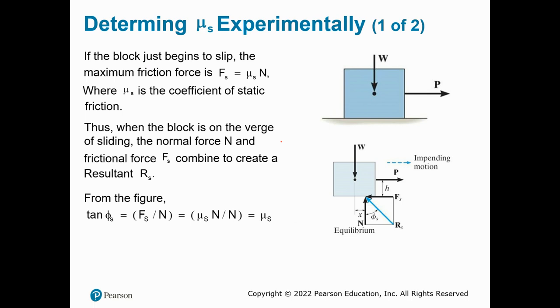All right, so by experiment, we can determine the value of mu_s. The maximum friction force is F_s equals mu_s times N, where mu_s is the coefficient of static friction. When the block is on the verge of sliding, the normal force N and the friction force F_s combine to create the resultant force R_s. From the figure over here, we know that tangent psi_s equals F_s divided by N, where F_s equals mu_s N, divided by N, equals mu_s.